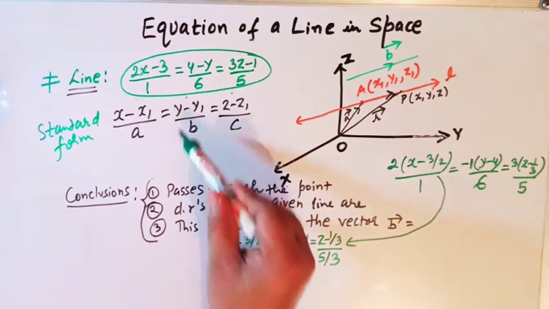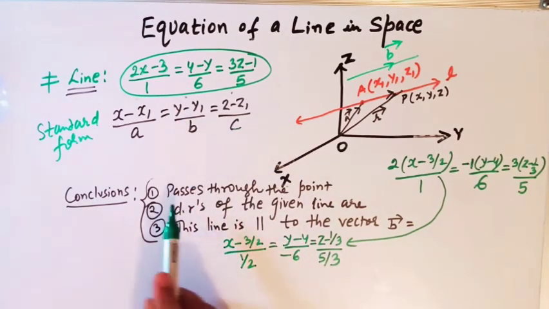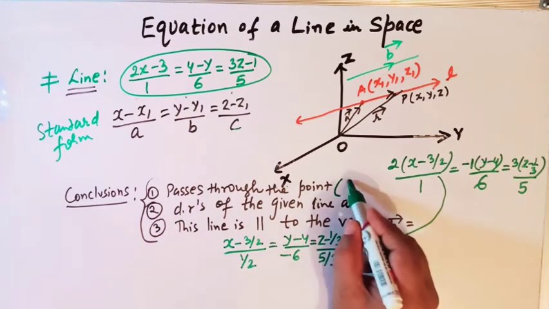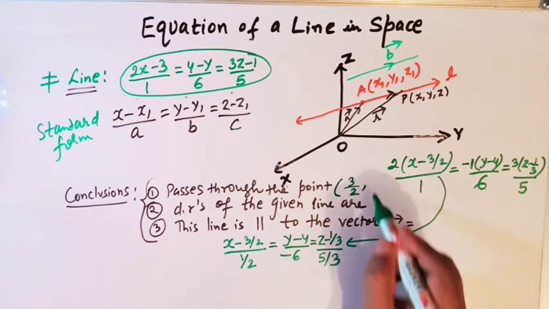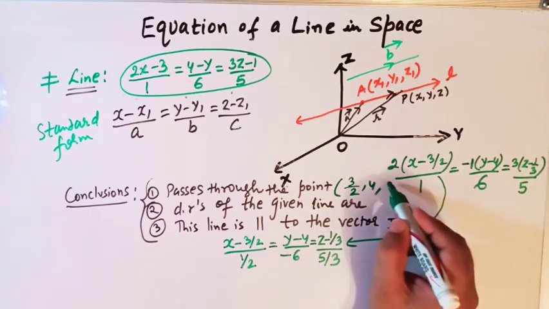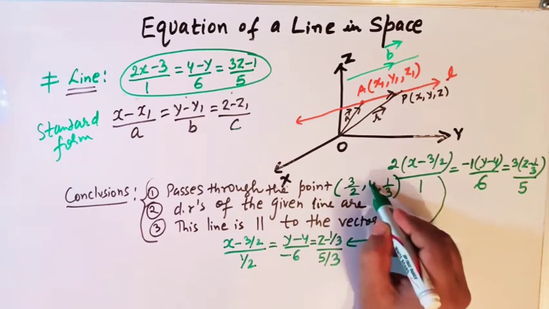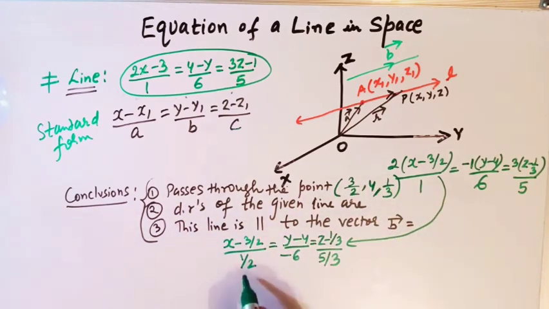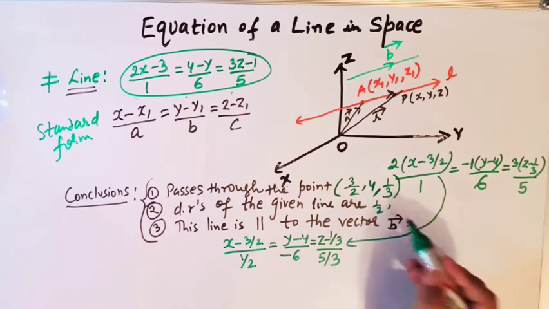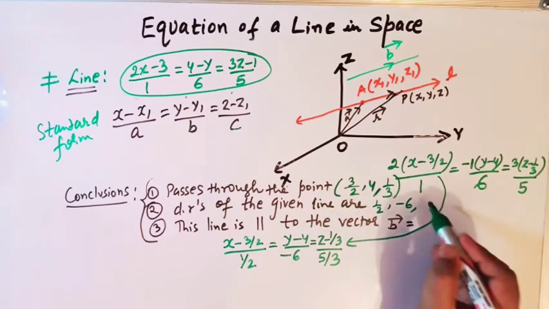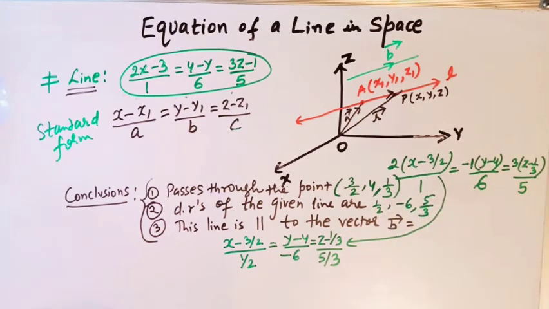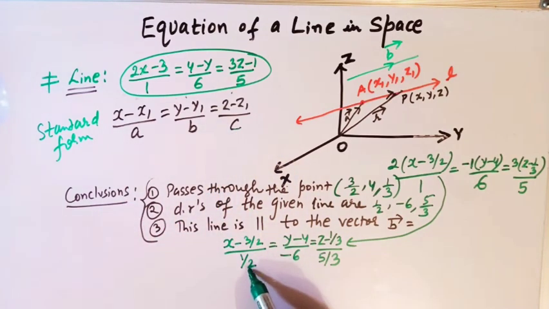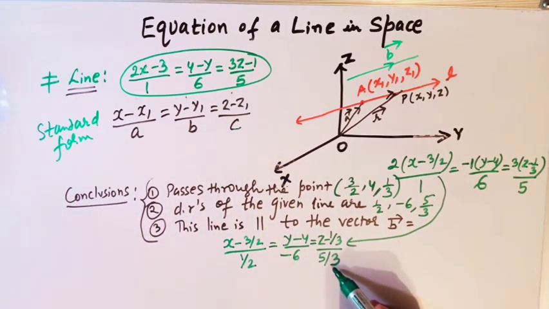Now if we compare these two equations, see, this line passes through the point 3 by 2 comma 4 comma 1 by 3, right? Now the drs of the given line are half, minus 6 and 5 by 3, right? Because the drs are given by a, b and c, and here a is half, b is minus 6 and c is 5 by 3.